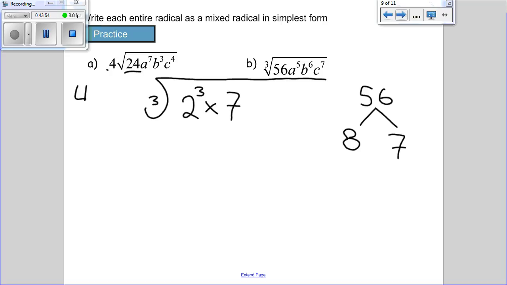How many are you going to take out of A to the power of 5? 1. Just 1. Yeah, so Liam's got it. So if you're looking at your A's, there's an A cubed, and then there's an A squared left over. If you're looking at your B's, how many can you take out? 2 B cubes. So you can go B cubed, B cubed. How many of the C's to the power of 7 can you break out? 2 and 1 left over.